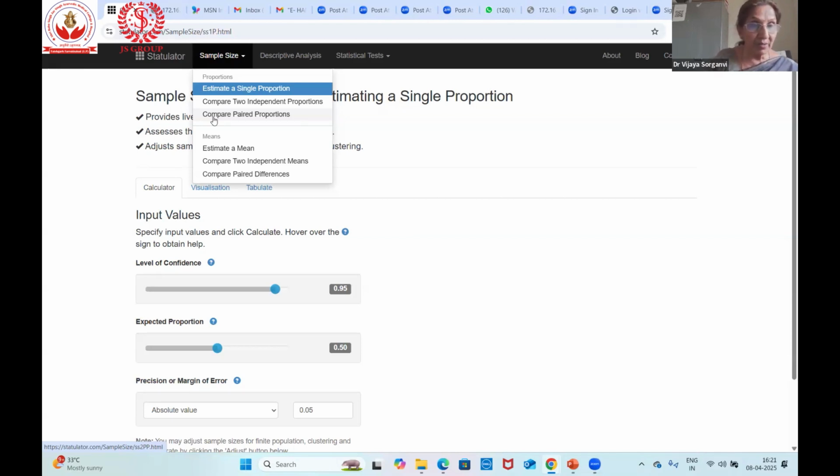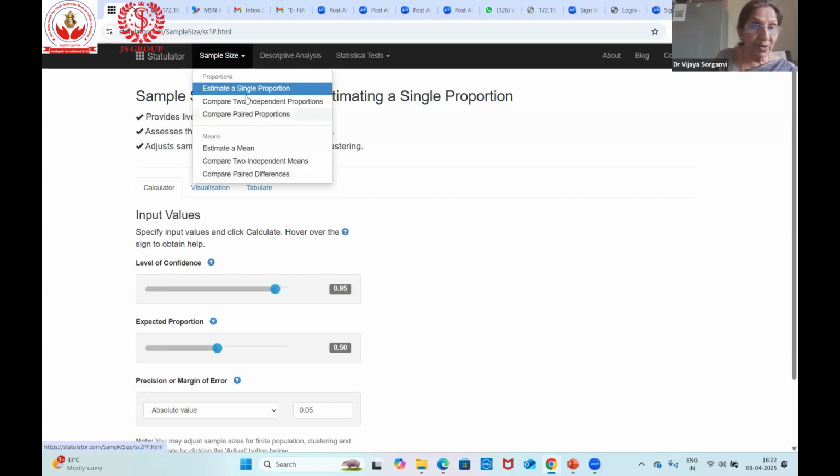Similarly, the second option is for quantitative type of study: estimate mean for one group, and for two independent groups, not before and after, two independent groups like study group and control group. Then compare paired difference, like systolic BP before and after, to check whether there is a difference after treatment, whether it reduced the high BP or not. We use paired analysis. So if we have two means from the previous study, before and after, along with standard deviation, we use this formula of comparison of paired differences.